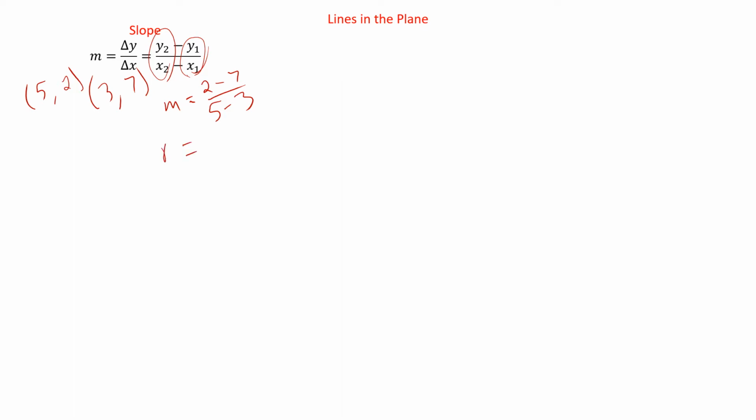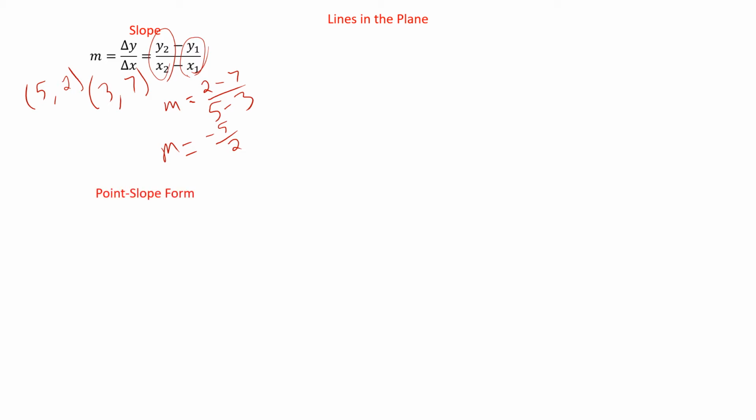And then 2 minus 7 is negative 5. 5 minus 3 is 2. So we have negative 5 halves. Remember that negative 5 halves is the same as negative 5 over 2, which is the same as 5 over negative 2. Those are all equivalent statements. So you have negative 5 halves. That's how you find the slope. You've done that before.